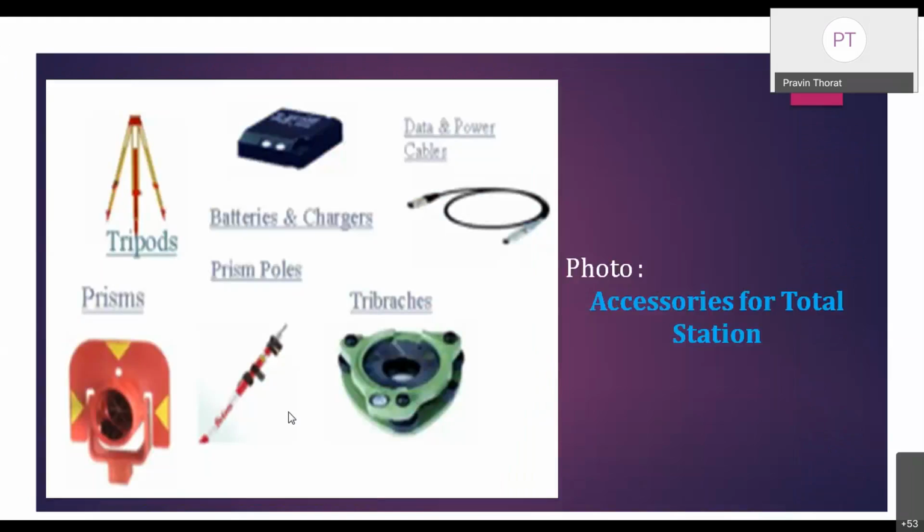This is the accuracy. Then the figure shows the various types of accessories to be used while doing the total station survey. The first is the tripod stand, then the prism and prism pole. The prism pole is used to fix the prism. Then the tribrach, data and power cable, and the battery unit or chargers.